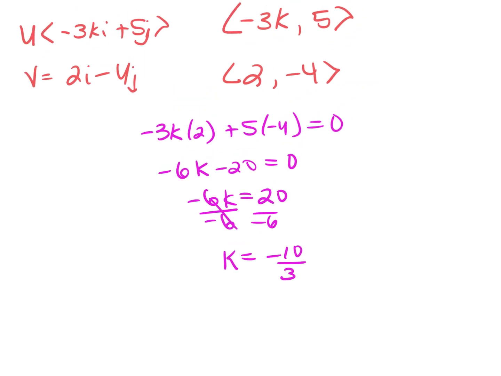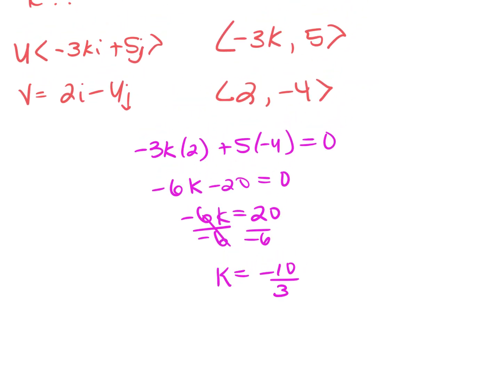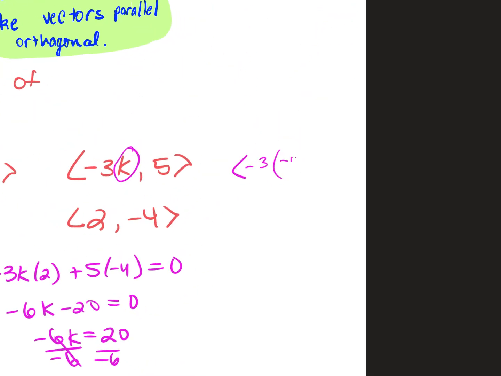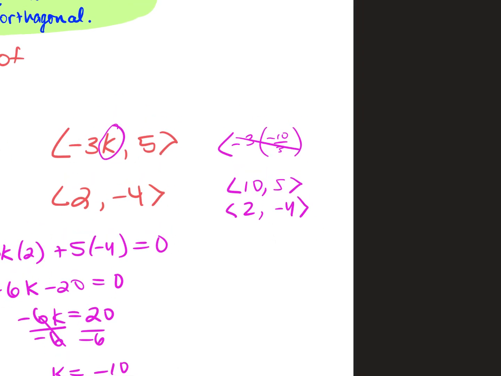All right. Now, how do you know if that's right or not? Put it back in right here. If I said negative 3 times negative 10 over 3, what happens here? Yeah, the negatives cancel, right? And the 3's cancel. So if I had vector 10, 5, and I had vector 2, comma, negative 4, right? That's what would happen if I put that number right there. You guys agree with me?